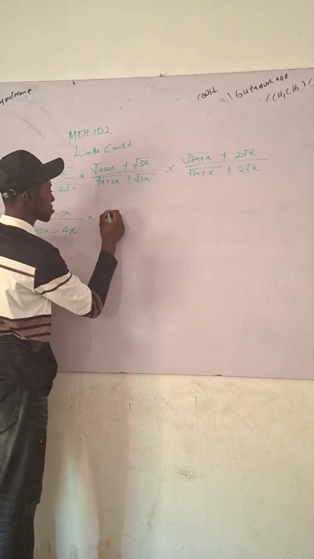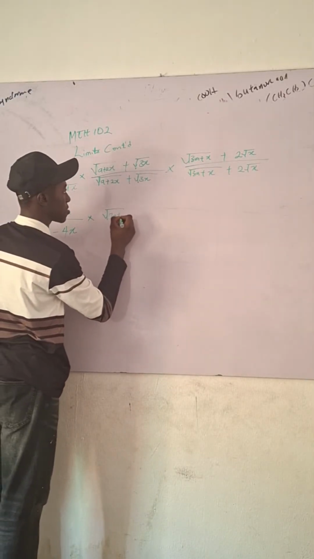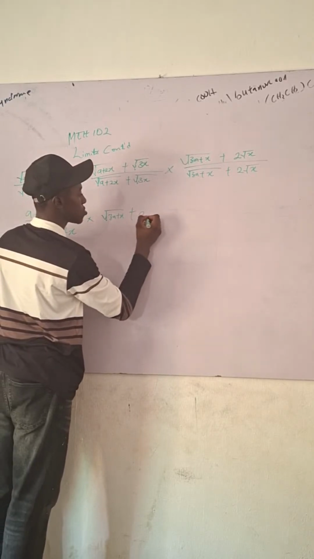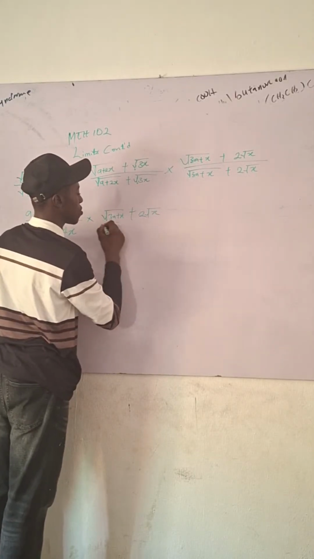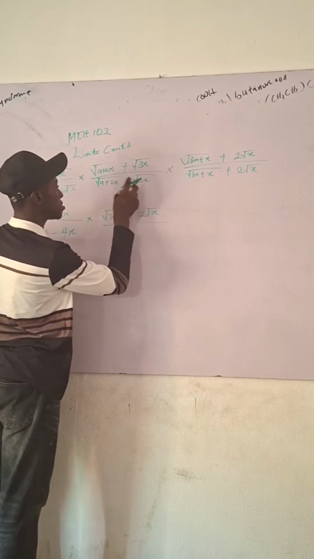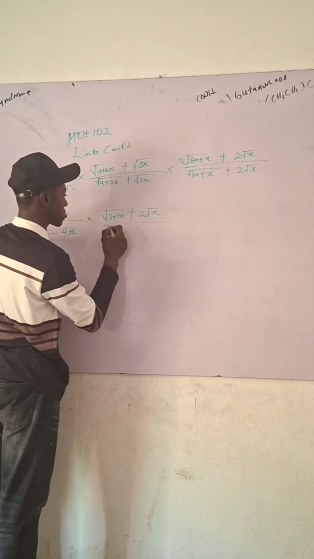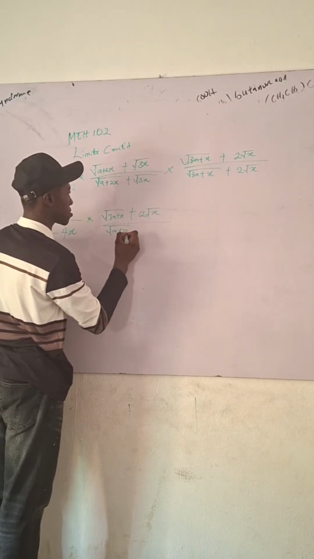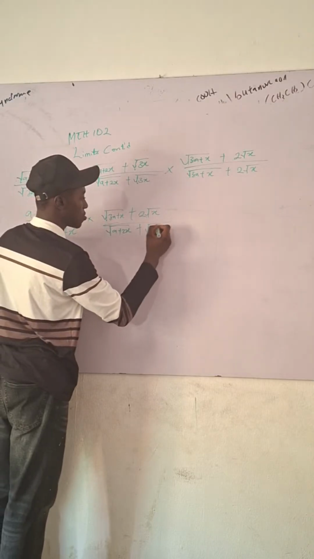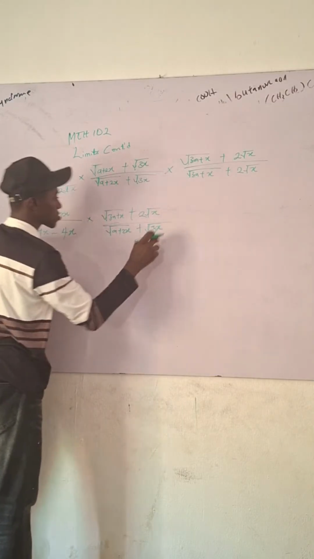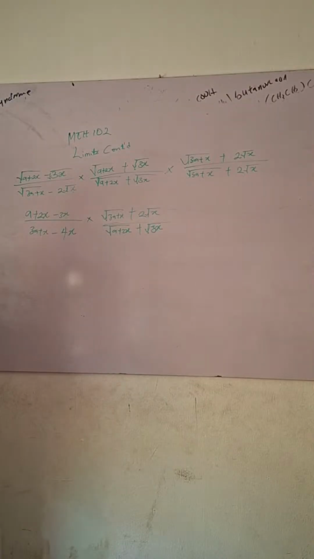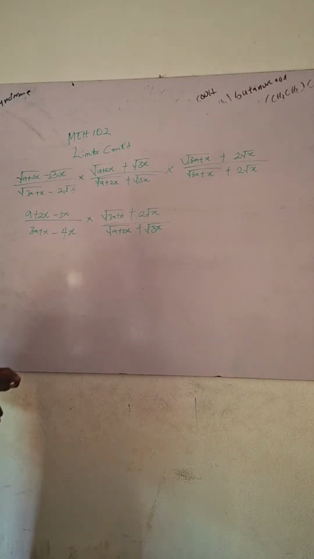root 3a plus 2 root x over this one. So this will be square root of a plus 2x plus root 3x. So this is what we have. You don't understand? Okay.